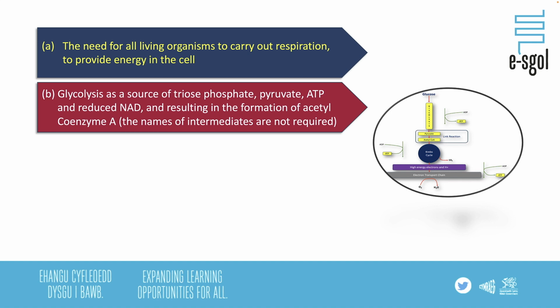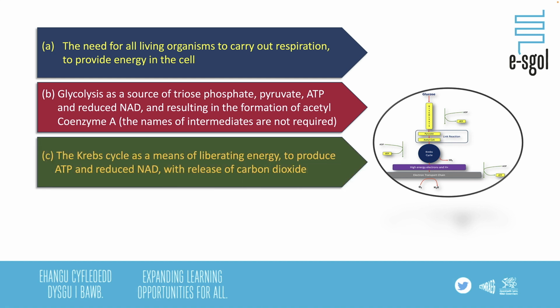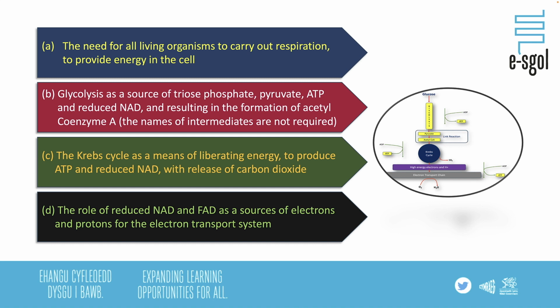In Part B, glycolysis as a source of triose phosphate, pyruvate, ATP, and reduced NAD, and resulting in the formation of acetyl coenzyme A, but the names of intermediates are not required. In Part C, the Krebs cycle as a means of liberating energy to produce ATP and reduced NAD with release of carbon dioxide. And finally, Part D, the role of reduced NAD and FAD as a source of electrons and protons for the electron transport system.